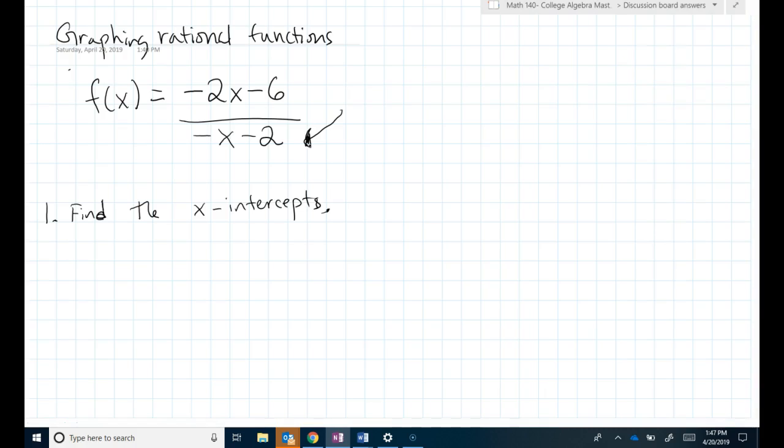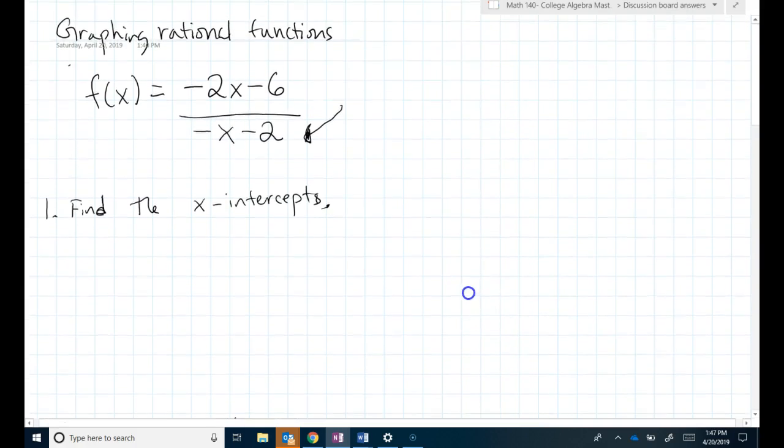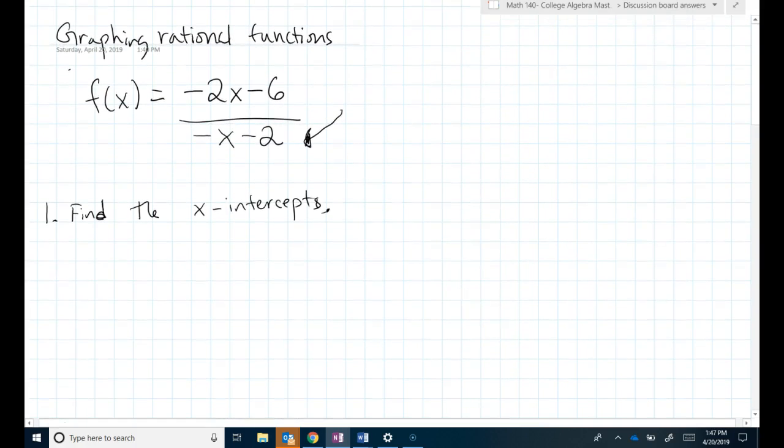The first thing I want to get is that I'm going to take a four-step process to get some really important pieces of this function in place, and then I'm going to go through and graph. So gather information first, and then go through and do your graphing. First, I'm going to find the x-intercepts, and that's when y, or f of x, equals 0.